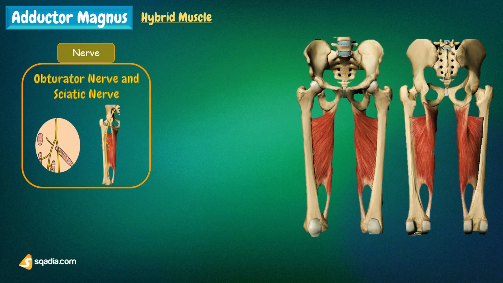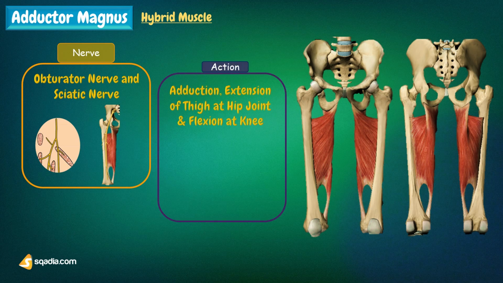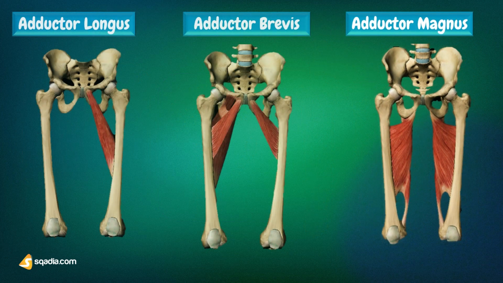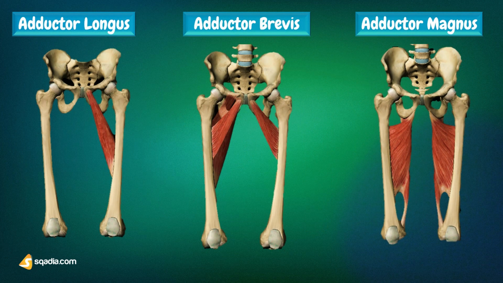The action of this muscle also differs with its parts. The adductor part, as the name suggests, adducts the thigh at the hip joint. The hamstring part assists in extension of the hip and flexion at the knee joint. Those were the three adductor muscles of the medial compartment of the thigh. The next three muscles are the gracilis, pectineus, and obturator externus.